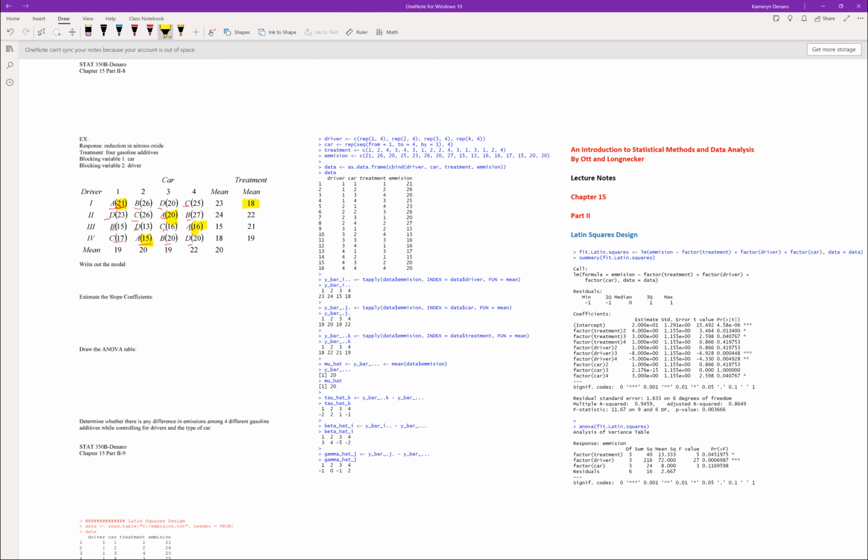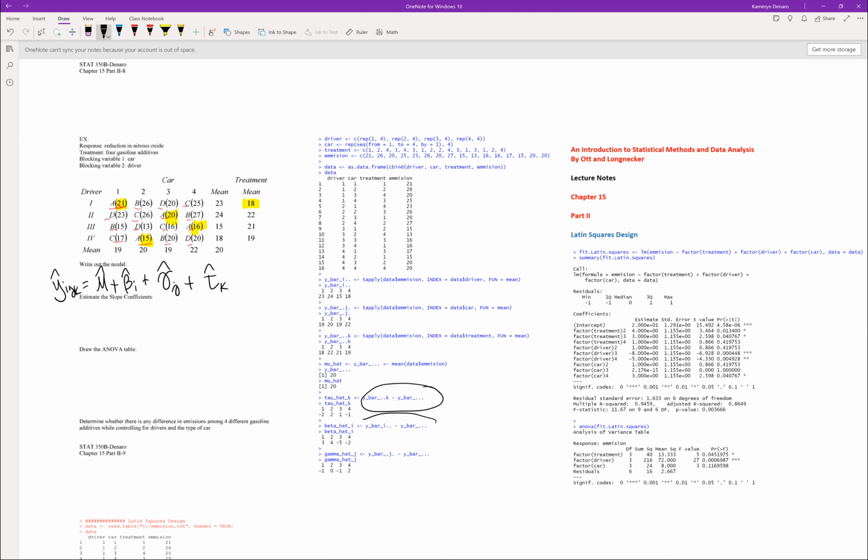All right, so if we write out the model, remember we have Y hat ijk is equal to mu hat plus beta hat i plus gamma hat j plus tau hat k, right? And what we can do is estimate the slope coefficients. Remember that mu hat is our intercept, so we can estimate our slope coefficients using the formulas that we have here, these 3 formulas.